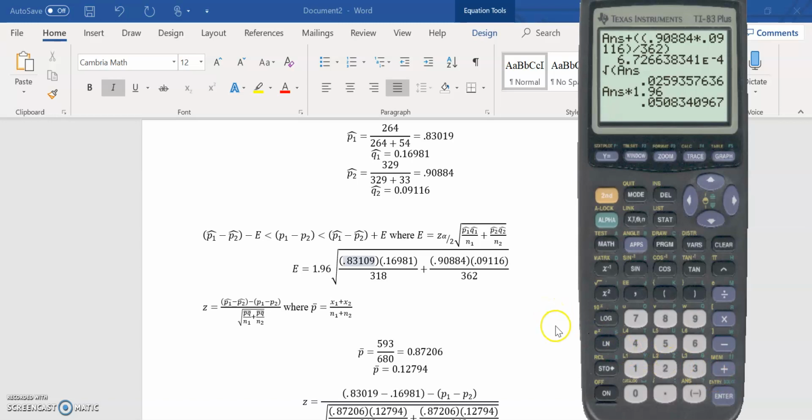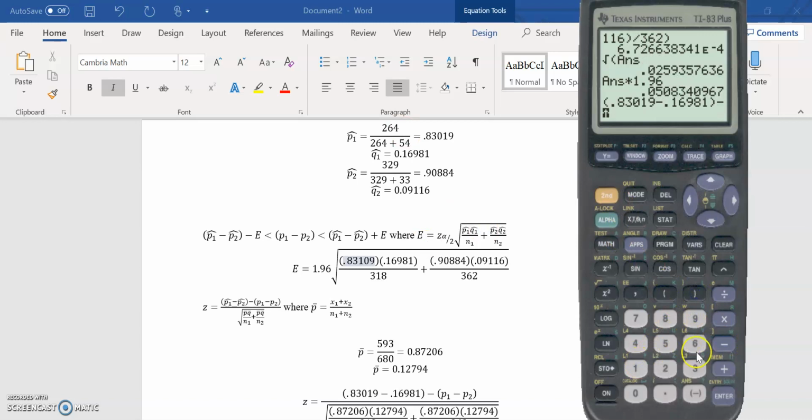So my E is 0.05083. Now, to find my confidence interval, I would go back and do 0.80319 minus 0.16981, and it's probably worth figuring this out, minus this. So that is the first side. And then I would do the second one. Oh, that isn't what I want to put in. I'm like, that's huge. Okay, let's try this again.